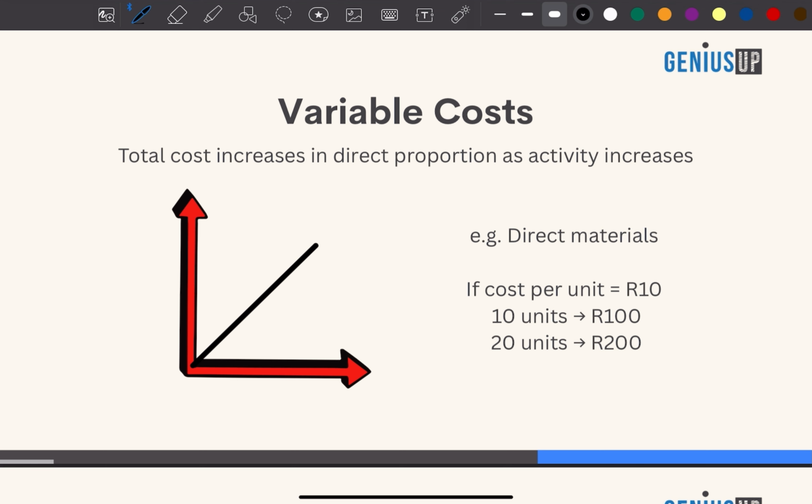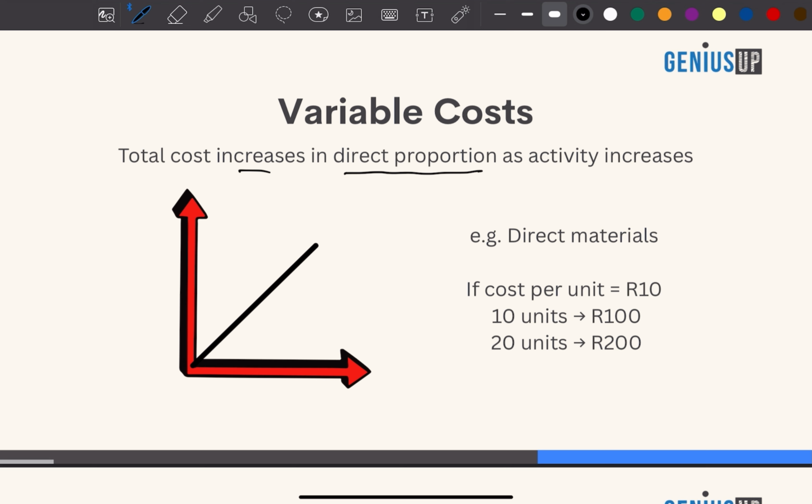Variable cost, in essence, the idea is the total cost increases in direct proportion as activity increases. So I'm going to break it down for you. What this basically means with variable cost is that they change in direct proportion with the level of activity. So when the activity level increases, the total cost will also increase in direct proportion when you're speaking about variable cost.